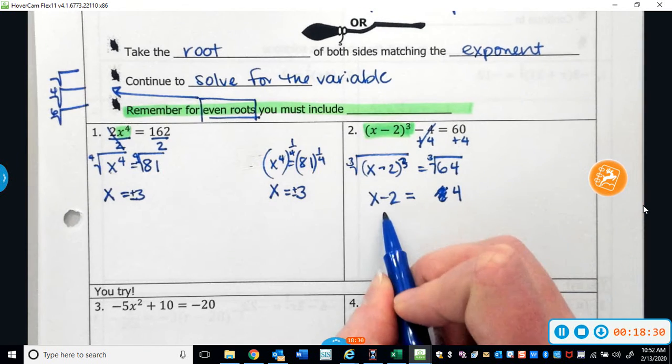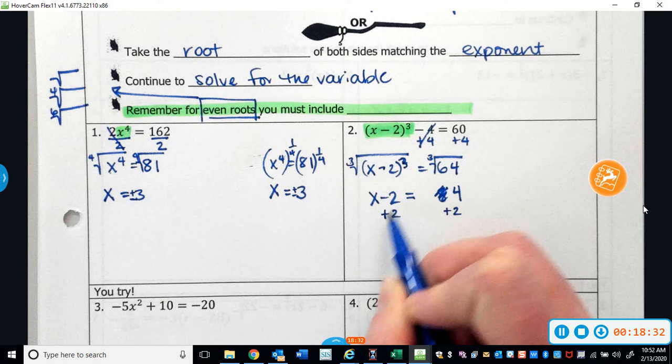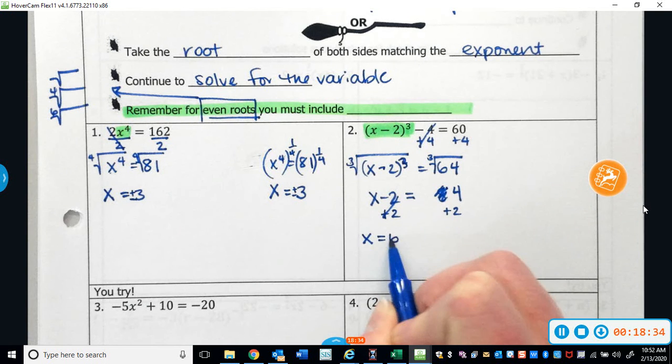And at this point, I'd be saying, all right, I'm trying to get x by itself, so I'm going to go ahead and add 2 to both sides. So in this case, x will equal 6.